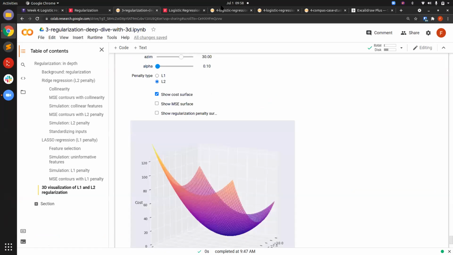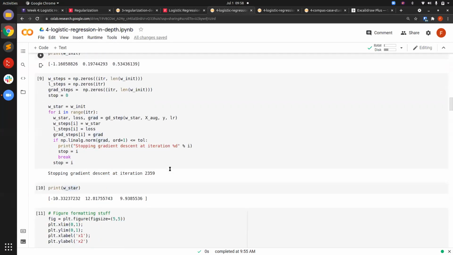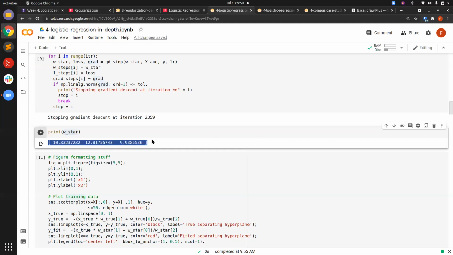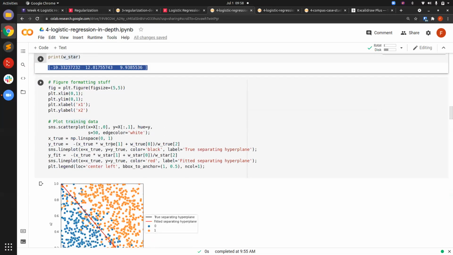What does this mean? Sorry, back here. So here we have pretty cleanly separated data. So we have a fairly clean, let's say, decision boundary. And so we have larger coefficient values.